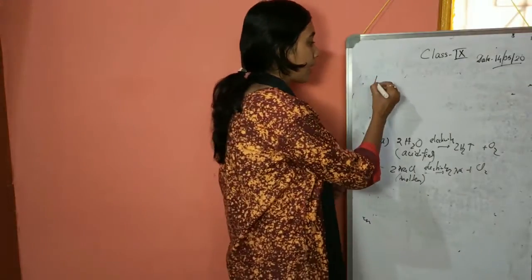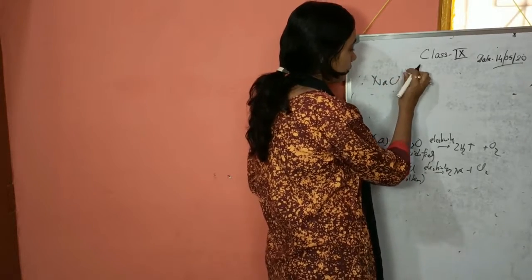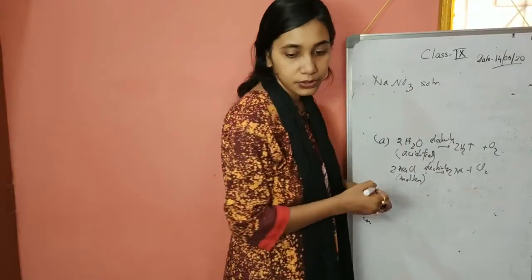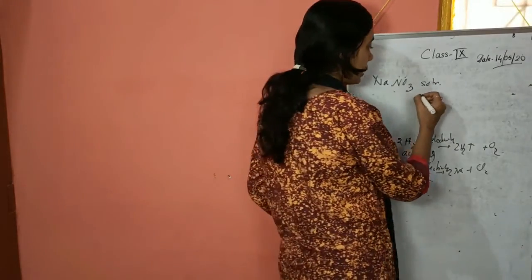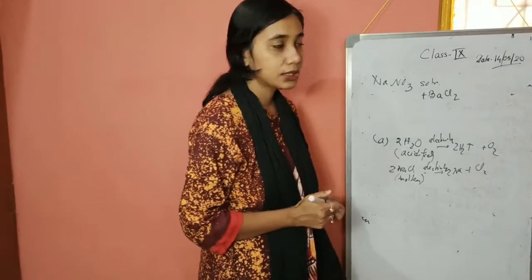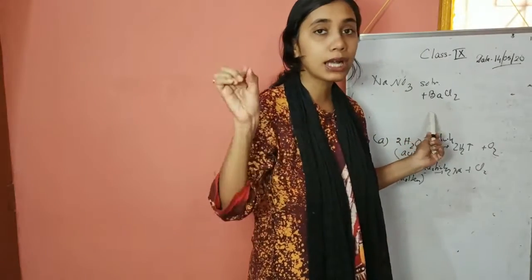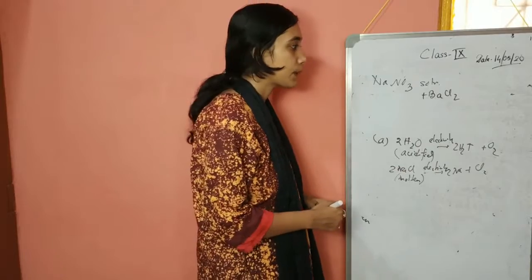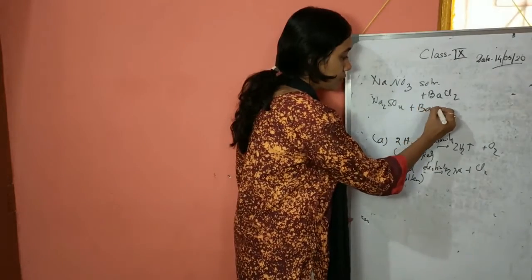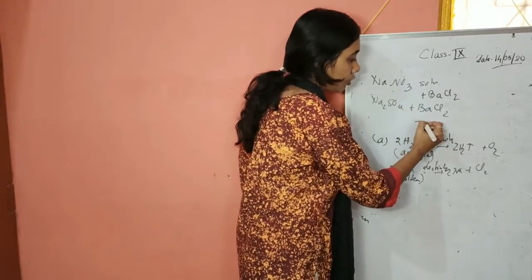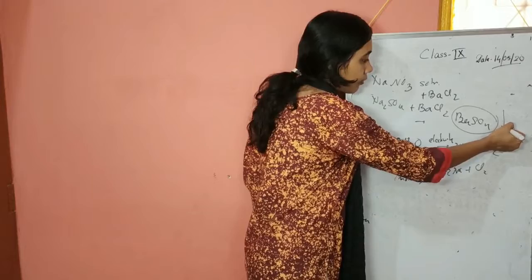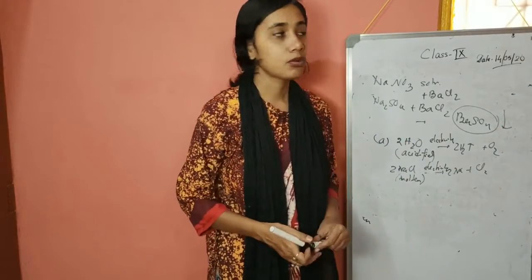When you are adding barium chloride to sodium nitrate solution, they will react of course with each other, but there will be formation of a colorless solution. No specific observation. But if you are adding sodium sulfate to barium chloride solution, there will be formation of white precipitate of barium sulfate. This is a white precipitate which is not seen in this case.